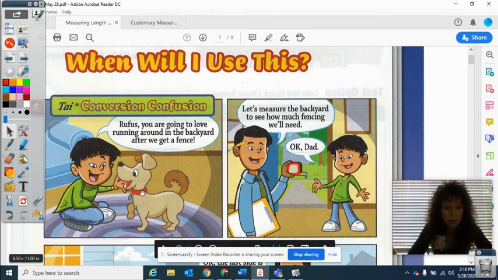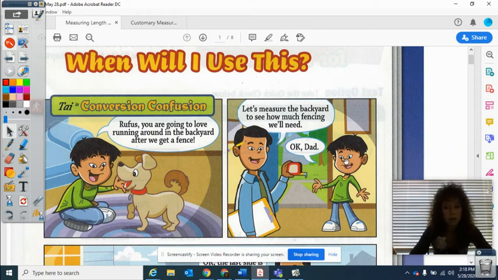here we have this little boy and his dog, Rufus. You are going to love running around in the backyard after we get a fence. So the little boy is telling his dog, you're going to love running in the backyard when we get a fence. Dad says, let's measure the backyard to see how much fencing we'll need.